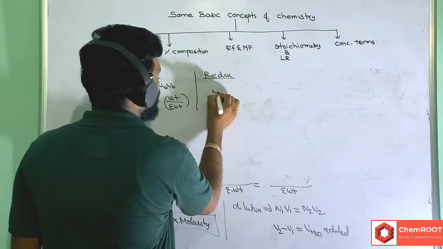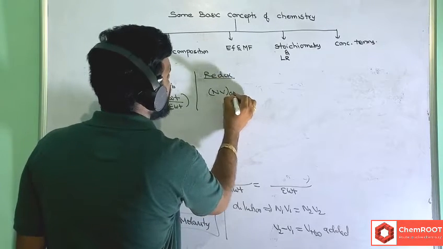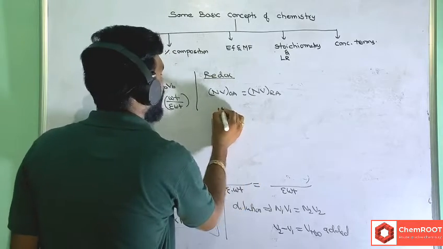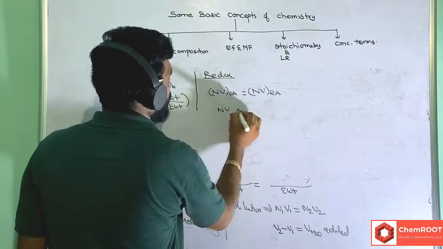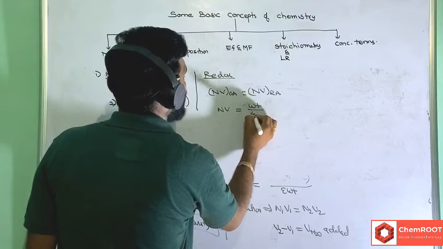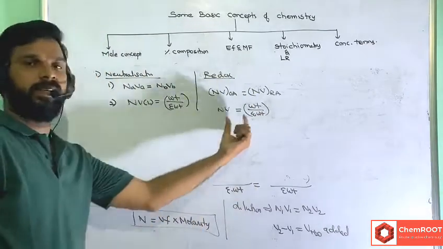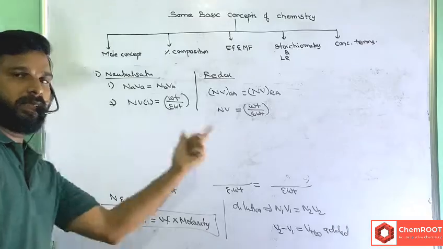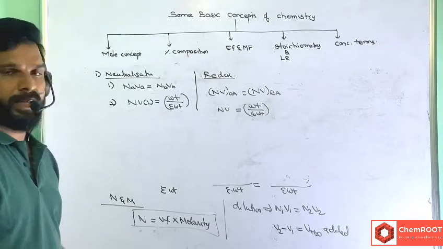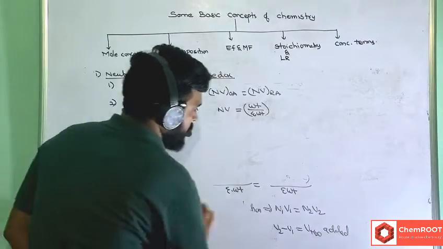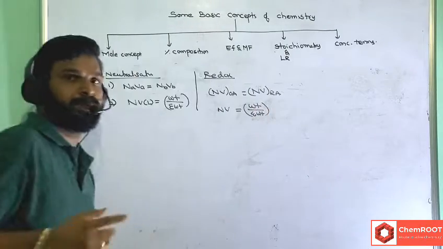In the redox titrations case, the number of equivalents of oxidizing agent is equal to the number of equivalents of reducing agent. That is, N into V of one of the reagents is equal to weight by equivalent weight of the other reagent. One may be the oxidizing agent, and this one is the reducing agent. This is for redox titrations. So these are important concepts related to normality.